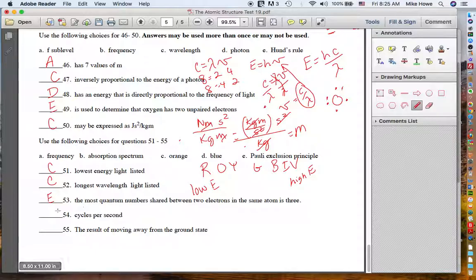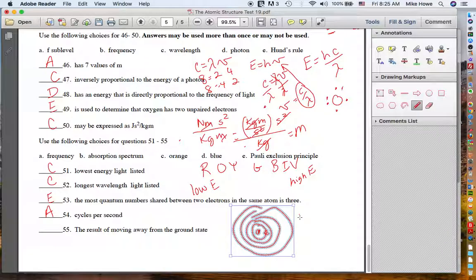Cycles per second is another word for frequency. And the result of moving away from the ground state is referring to this. So you got a nucleus, you got the first energy level, you got the second energy level, you got the third energy level, you got the fourth energy level. You got an electron sitting here. If the electron gains energy, he moves away from the nucleus. So he goes out here like that, or maybe out here like this. But he can't stay there, he comes back down. So if we measure the energy that it takes to move away from the nucleus, did the electron absorb energy or release energy as he moves away from the nucleus? He absorbed energy, so that's the absorption spectrum.